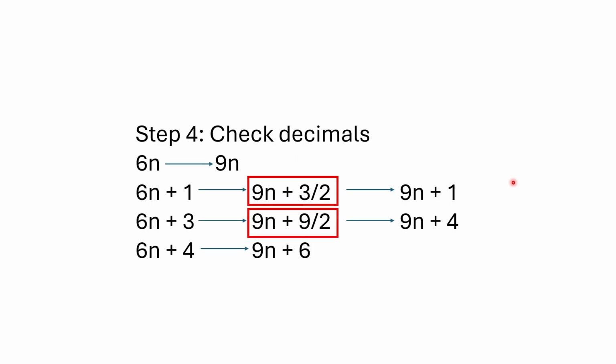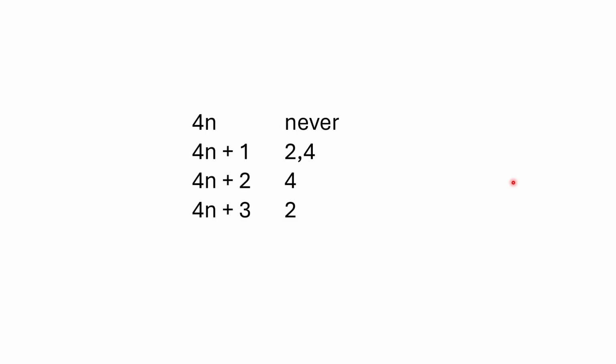And so before moving to step 5, I want you to pay attention to something. When we start with 4n, we never got any decimal places, right? When we started from 4n plus 1, in both second and fourth step, we got decimal places. When we started with 4n plus 2, we only got decimal places in the fourth place. When we started with 4n plus 3, we only got decimal places in the second step.